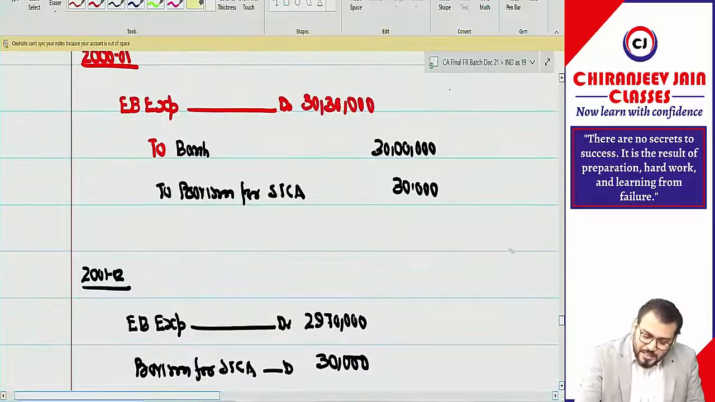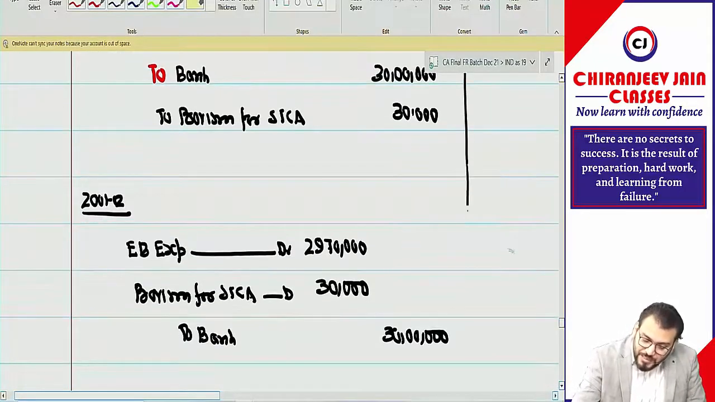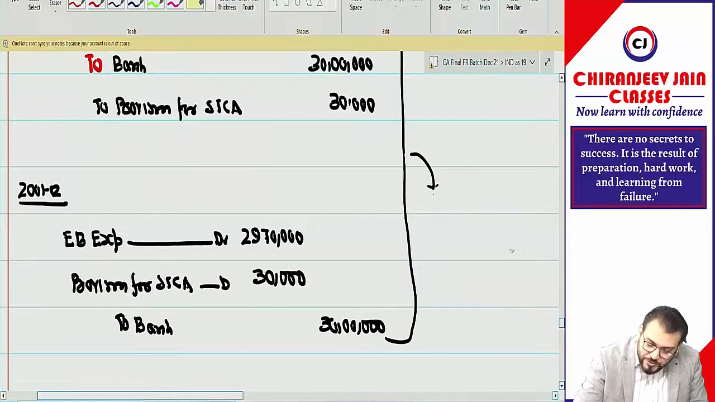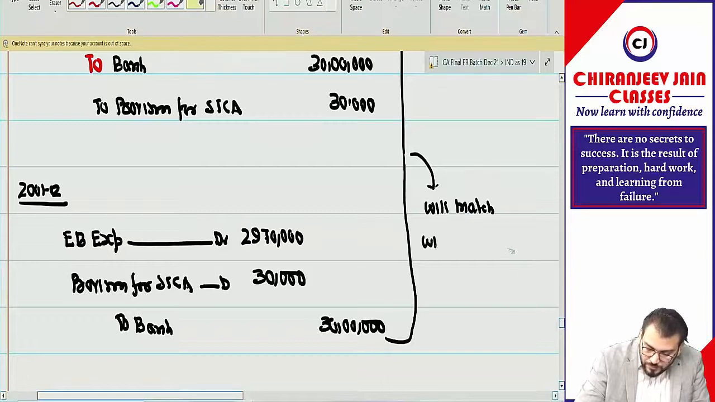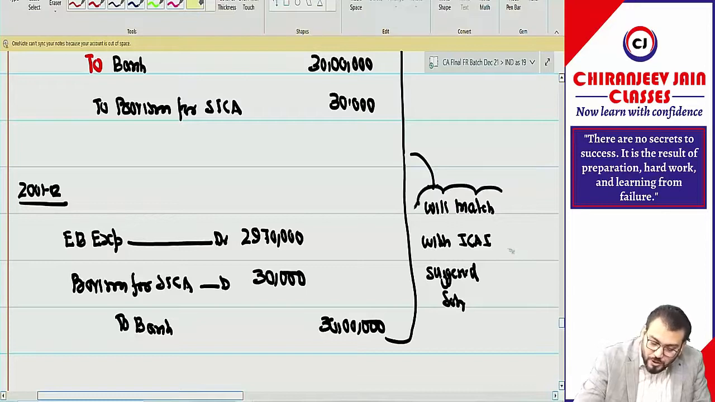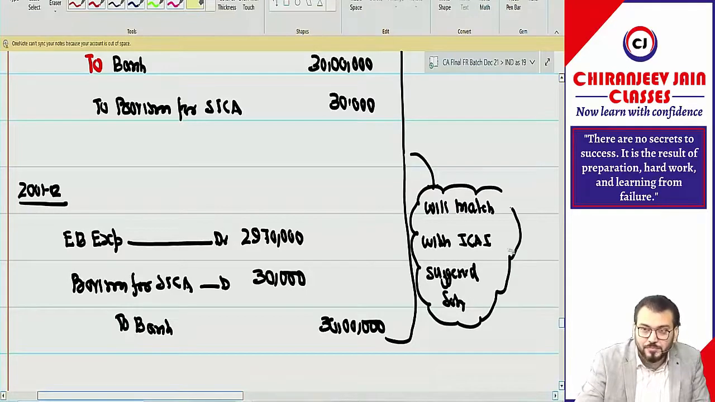You can see this answer will match with the ICI answer, meaning the journal entry will match with the ICI suggested solution. But the working will not match. This is Jadu.